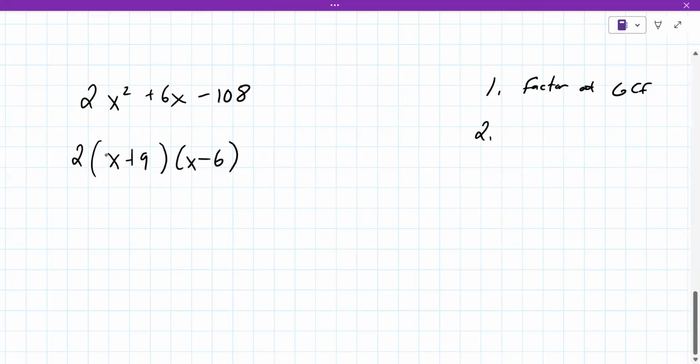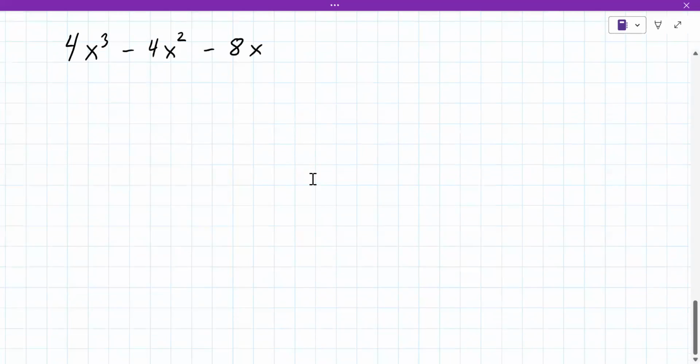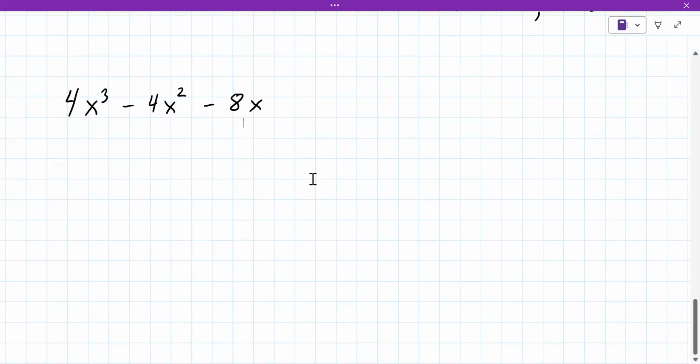Very good. Now, sometimes lost in all this is that the GCF doesn't have to be just a number. It could be a number or a variable. You might be thinking, well, what do you mean by that? Let me give you another example. Let's say it's 4x cubed minus 4x squared minus 8x. So the GCF here is more than just a number. There's an x in all three, and the smallest power is an x here.